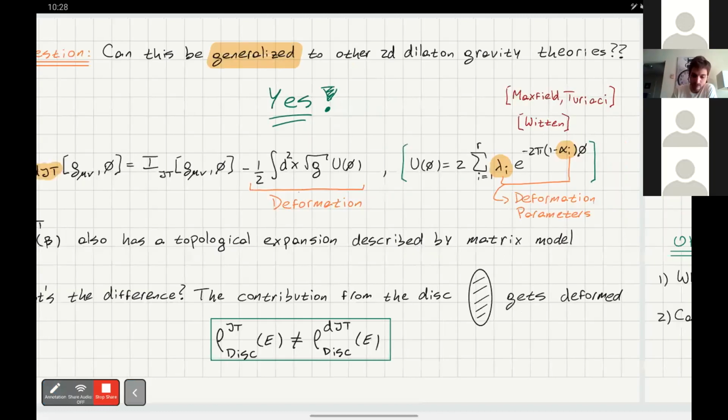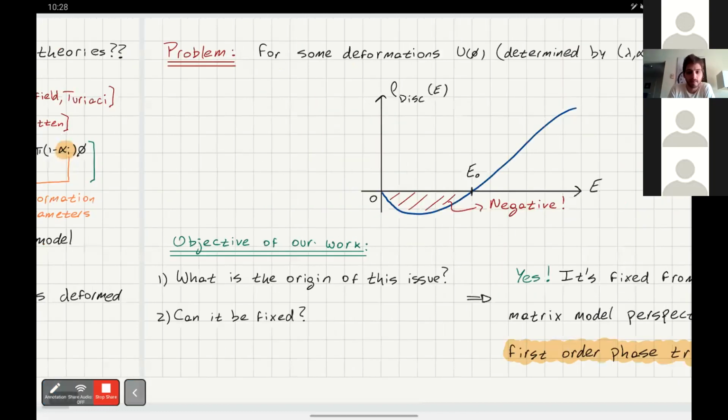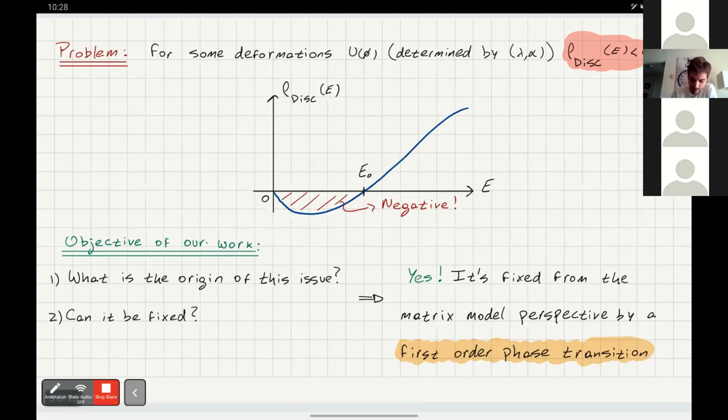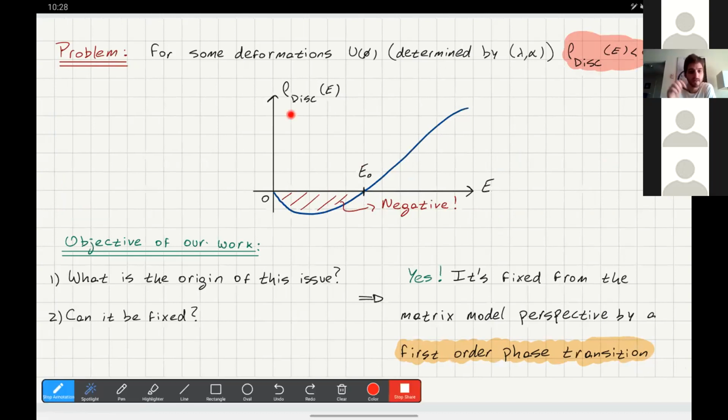So now let me tell you what's the puzzle that was already noted in these papers. And the puzzle is that when you compute the spectral density given by the disk partition function, remember that this is a function of these parameters, lambda and alpha. They found that for some choices of these parameters, the spectral density becomes negative, okay? And schematically, what you find is something like this, okay?